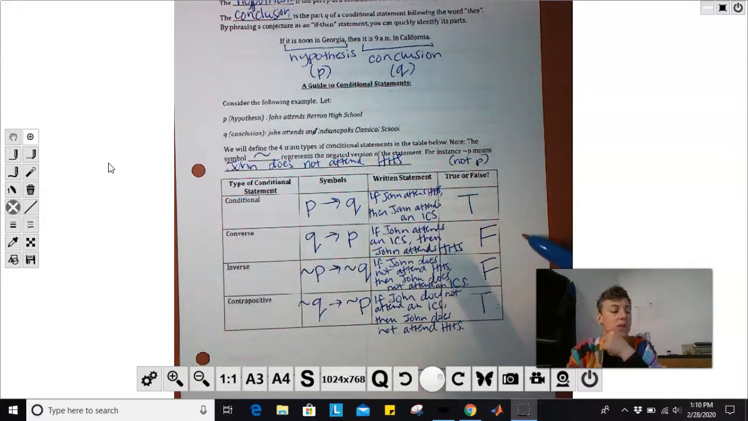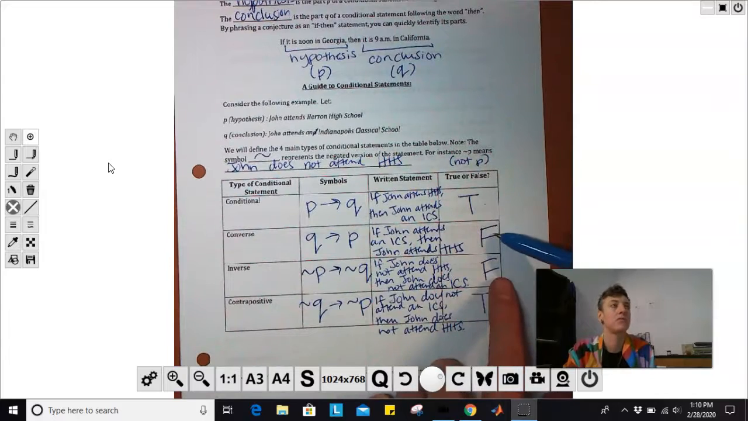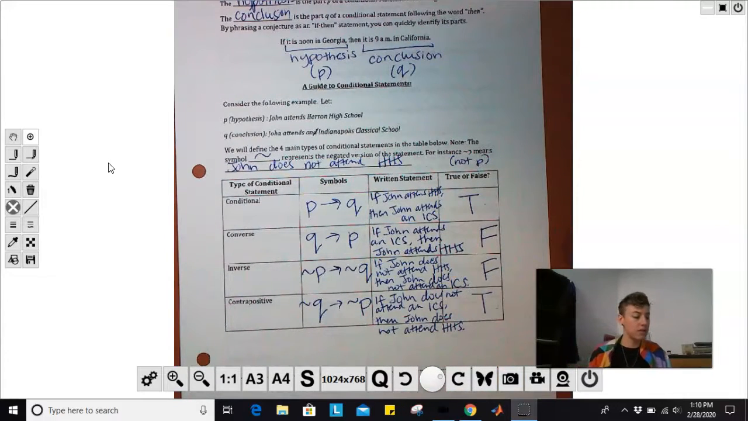It could be the situation that everybody's true. Could be the situation that everybody's false. But these top and bottom will always be the same truth value, and the middle two will also be the same truth value. All right, you guys are doing great. Let's keep cruising.